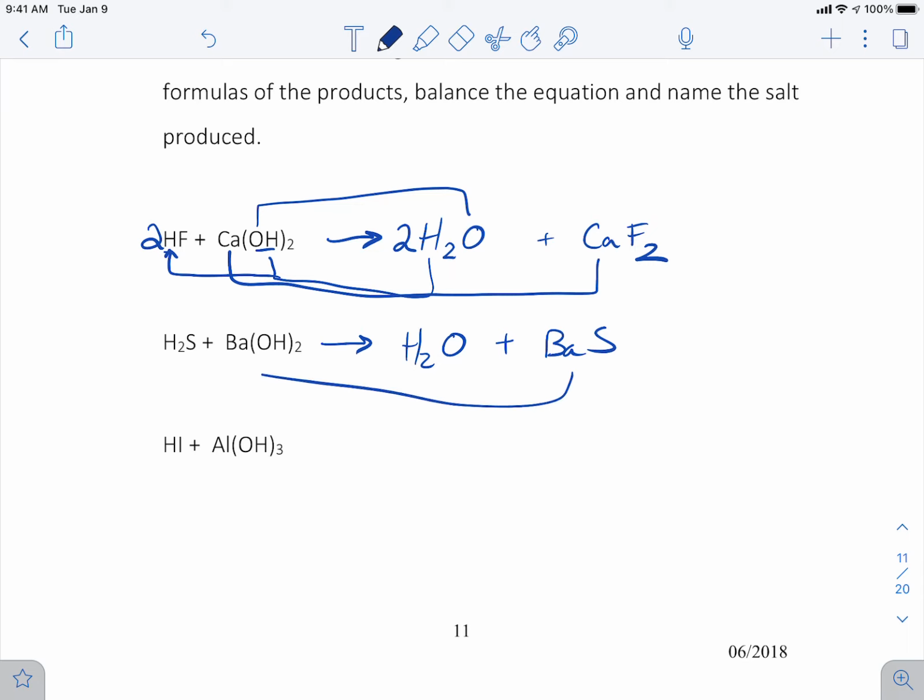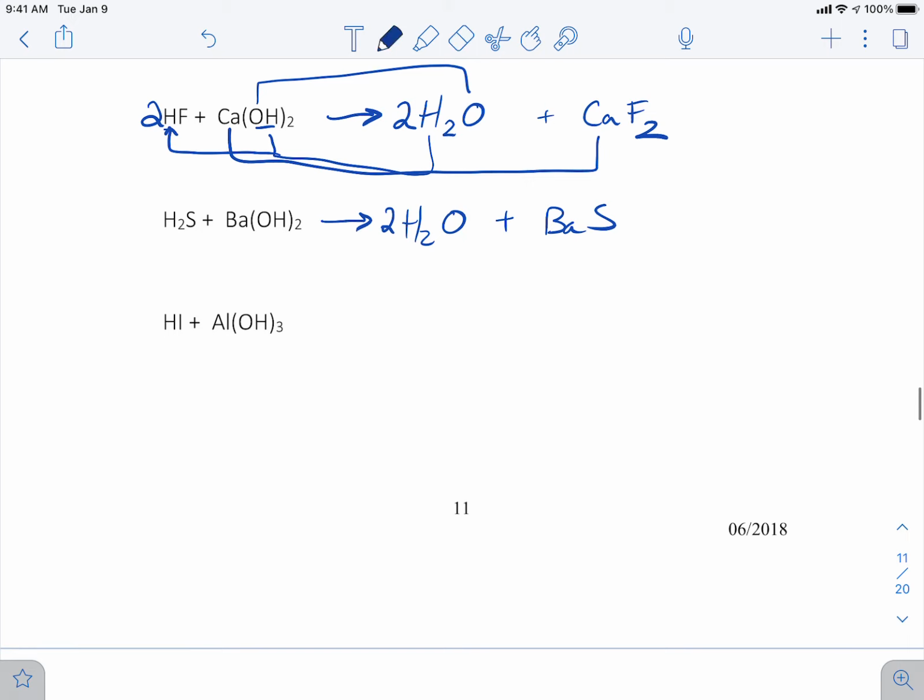There's 1 barium here, 1 barium there. There's 2 oxygens here, but only 1 oxygen here. So I'm going to add a 2. That gives me 4 hydrogens. I get 2 from there and 2 from there. So check, check. I'm all good. I get 1 sulfur, and that sulfur is matched. Okay, let's clean that up. And there we go.